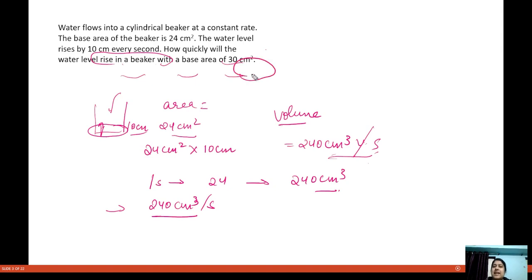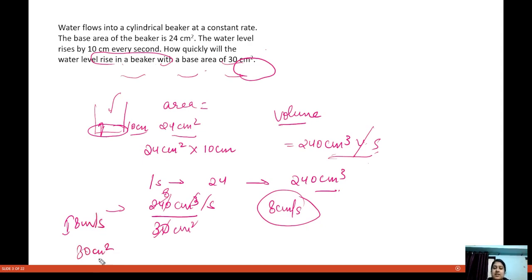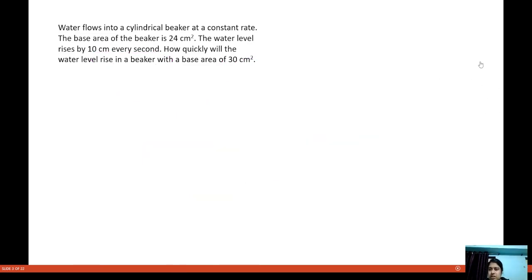Now the base area is 30 centimeter square. So let us just divide this by the surface area, so it will give height. You get your height is equal to 8 centimeter per second. So every second the water level in the beaker will rise 8 centimeter when the beaker has 30 centimeter square base surface area. So this is how we do these kinds of questions. Now let us move forward to the next kind of question.